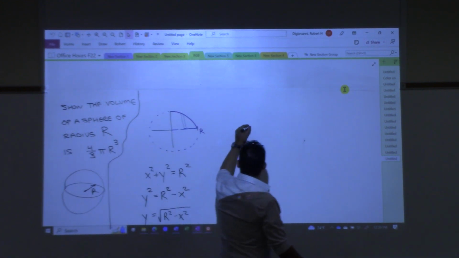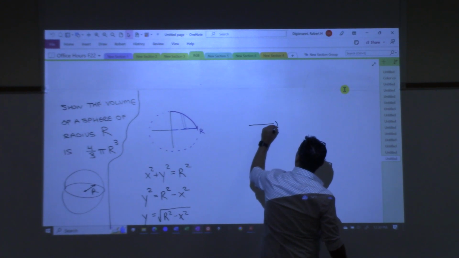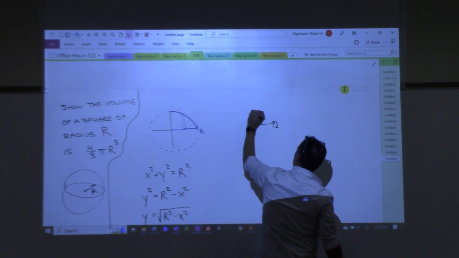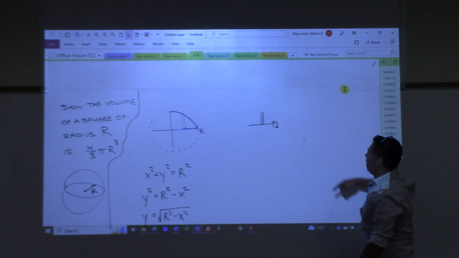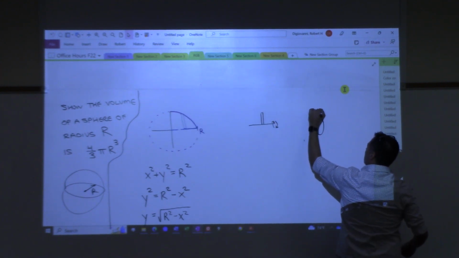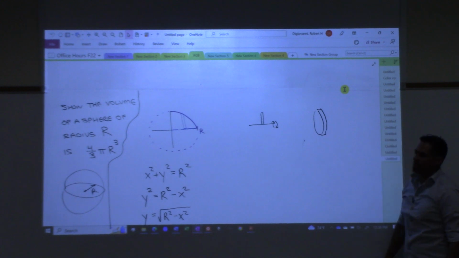So come over here, axis of rotation. Your rectangle is actually just that right there, right? It's just boom, like that. Wrap that around, and when you wrap it, you actually get a cylinder, don't you? Not a washer, because there's no hole in the middle.